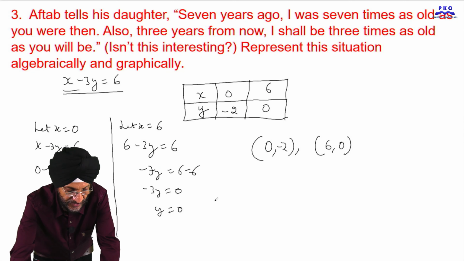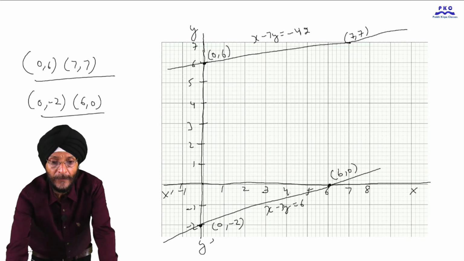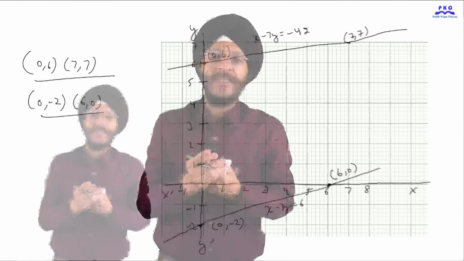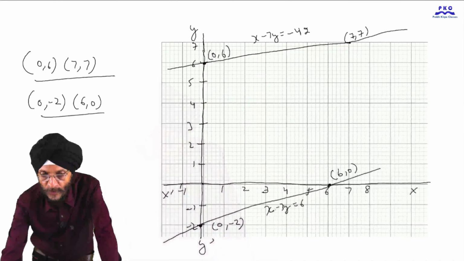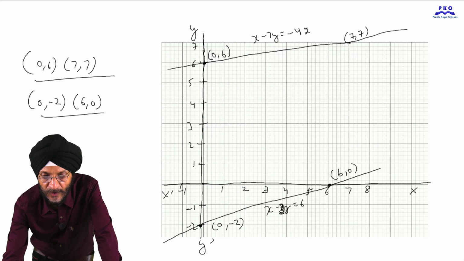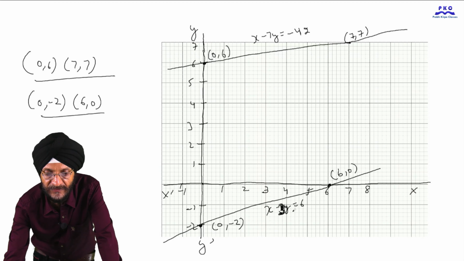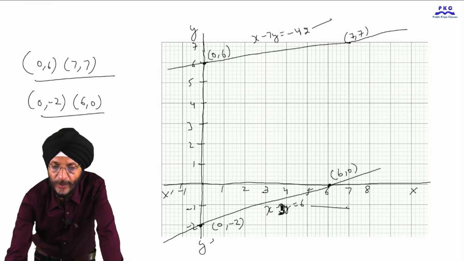x minus 3y is equal to 6, because here we are representing the equation graphically. If we do not write the equation here, it will not be clear which equation the straight line pertains to. x minus 3y is equal to 6. So this is the first equation, this is the second equation.